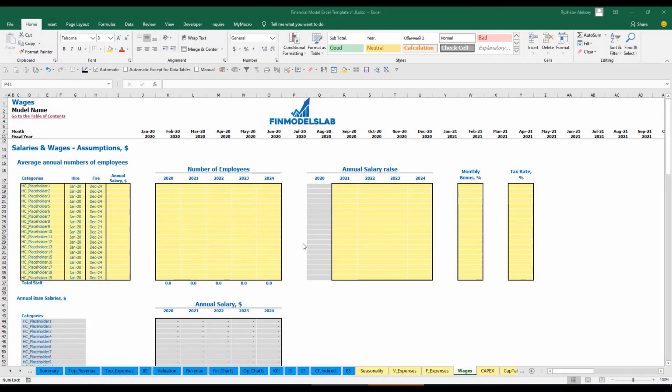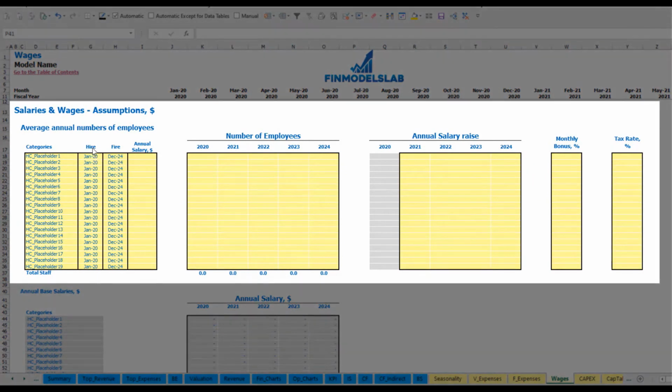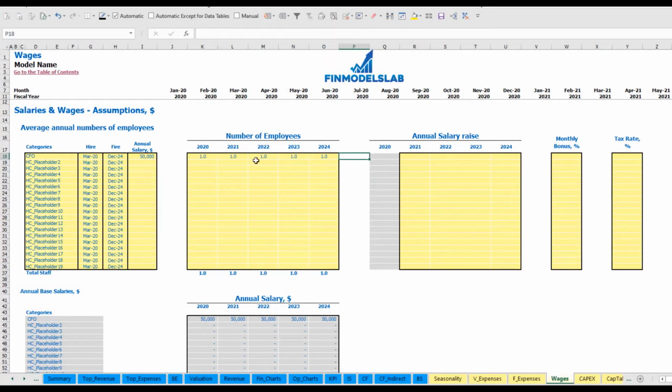On the Wages tab, you can input your headcount by categories, with hire and fire date, with annual salary, with ability to input different number of employees by years, with annual salary rise percentage, with monthly bonus and tax rate. Let me give you a couple of examples. Let it be CFO, which you are going to hire in March 20. You're not going to fire him, so the fire date will be December 24. So annual salary can be $50,000, and this will be one CFO over the time.